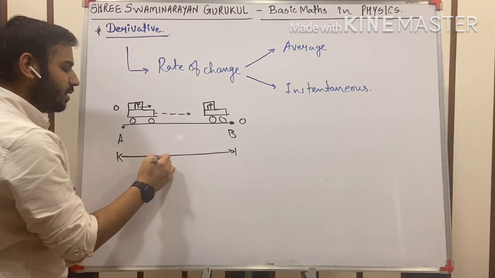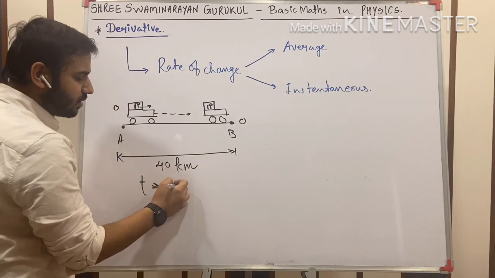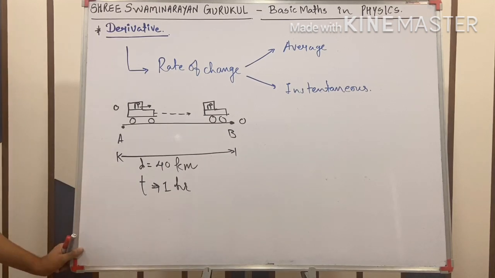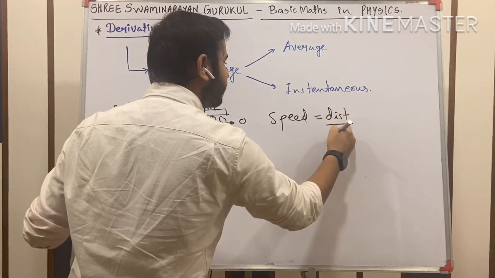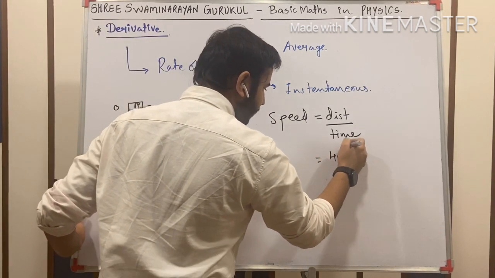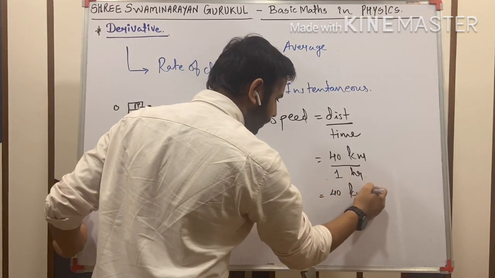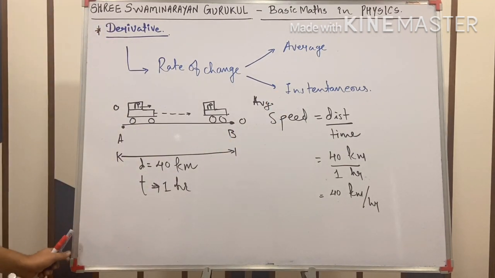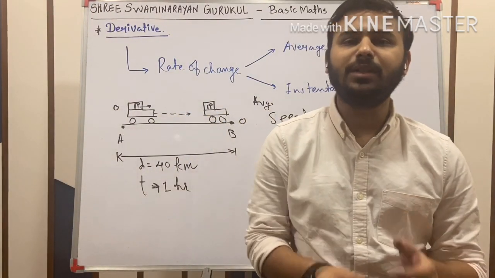Again speed is 0. Suppose this distance AB is say 40 kilometer and time taken by the person to cover this distance is say 1 hour. Okay, this is distance, this is time. Obviously speed is equal to distance upon time, where distance is 40 kilometer upon 1 hour. So 40 kilometer per hour. This is the average speed for the person, right? Or you can say rate of change of distance with respect to time.